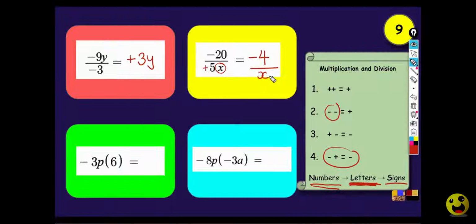Letters, if a letter starts off on top, at the end of the question, he will be on top. If the letter started off underneath, he's going to remain underneath that division sign at the end of the question. Take down the answer. And we're going to try the green one now. The green one is a multiplication question because you see brackets.